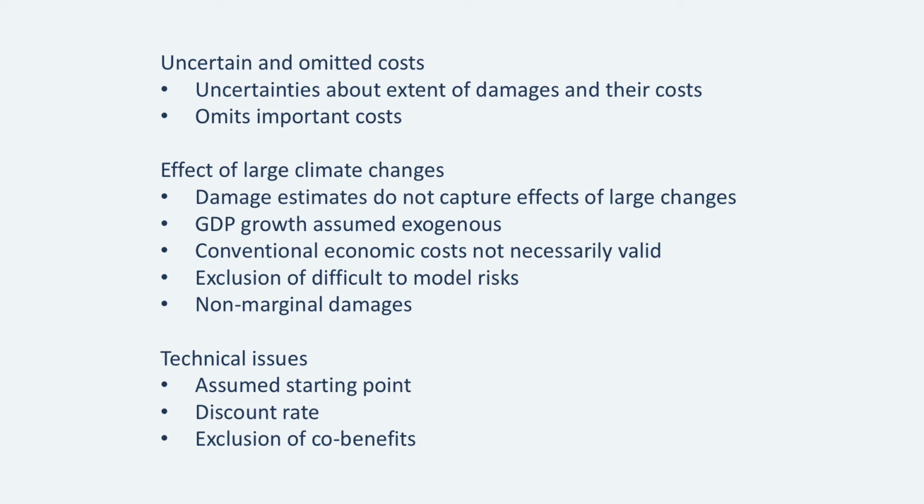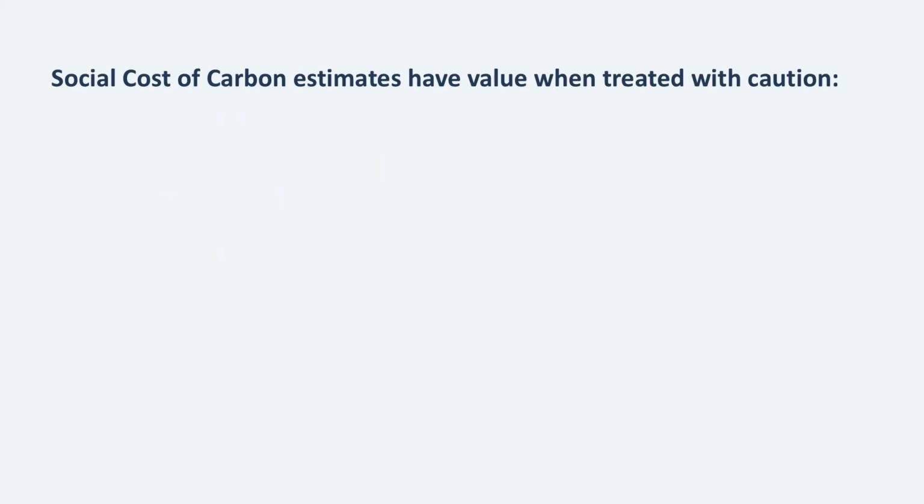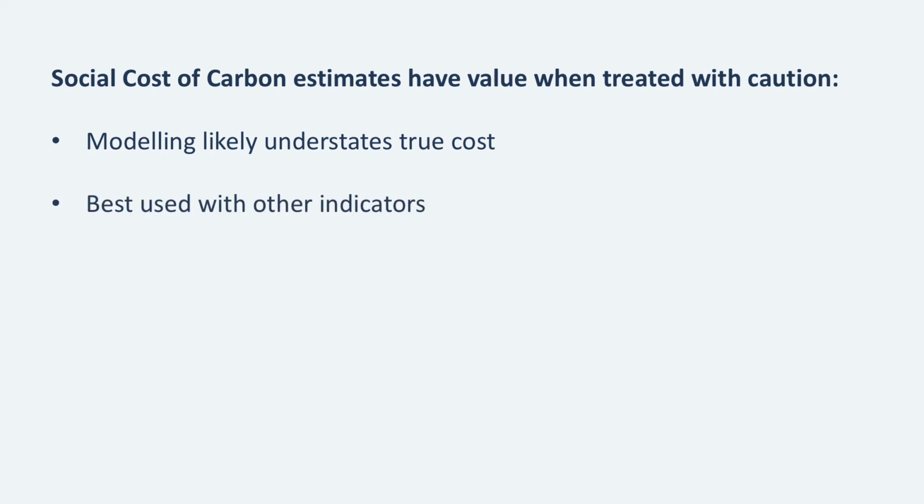So, given all these problems, is the social cost of carbon a valuable concept, or is it something that should be discarded? I believe that it has some value when treated with caution. In particular, most of the uncertainties and limitations imply that the calculations underestimate the actual cost of emissions. Consequently, any emissions reduction measures with a cost below the social cost of carbon are almost certainly cost-effective. However, more expensive measures might still be worthwhile. The need to limit total emissions remains.